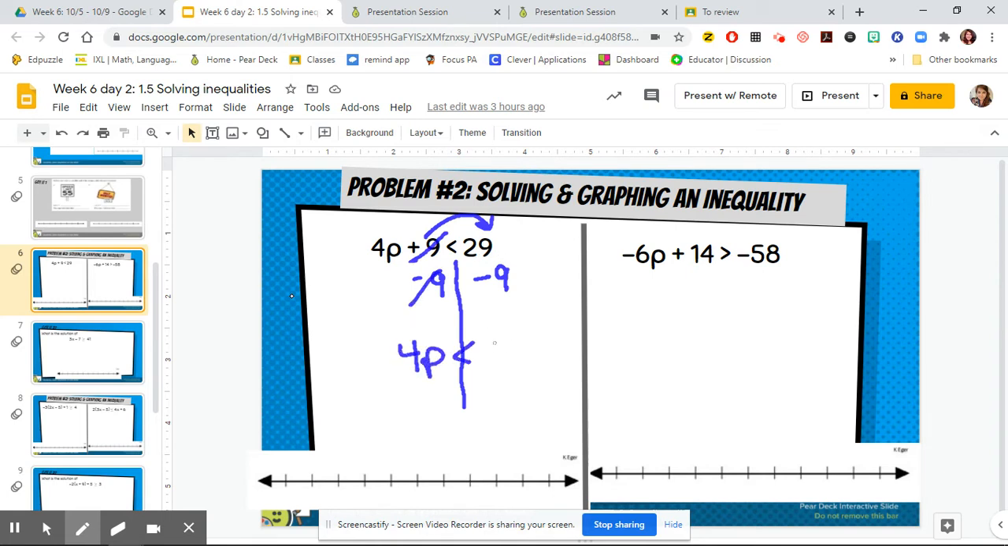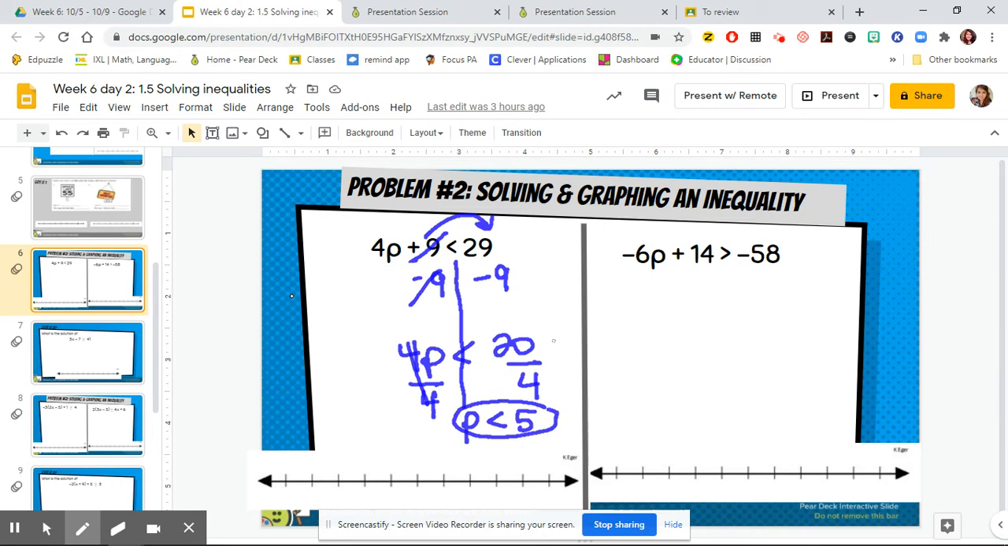And 29 minus 9 is 20. And then to get p by itself, I have to do the inverse of multiplication because it's 4 times p. So I have to divide both sides by 4. And I notice I have p is less than 5.